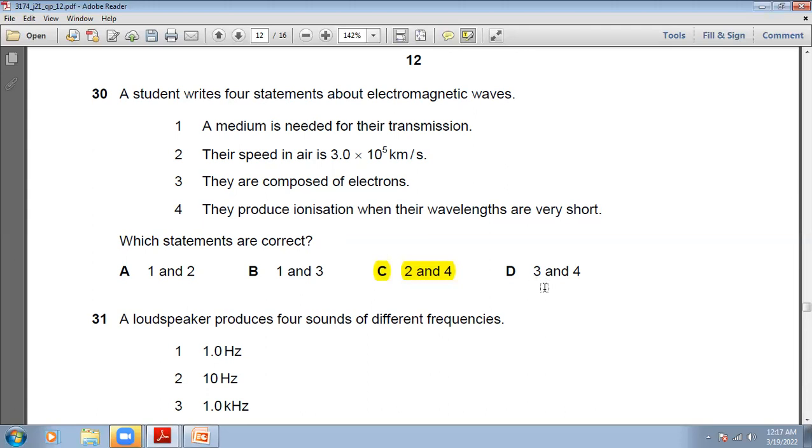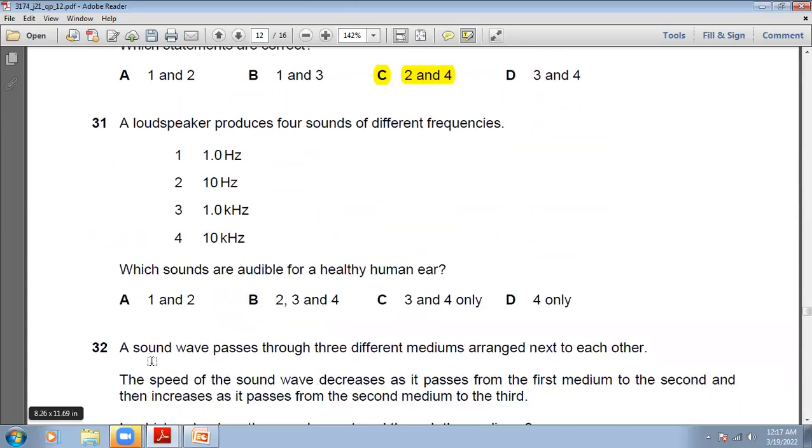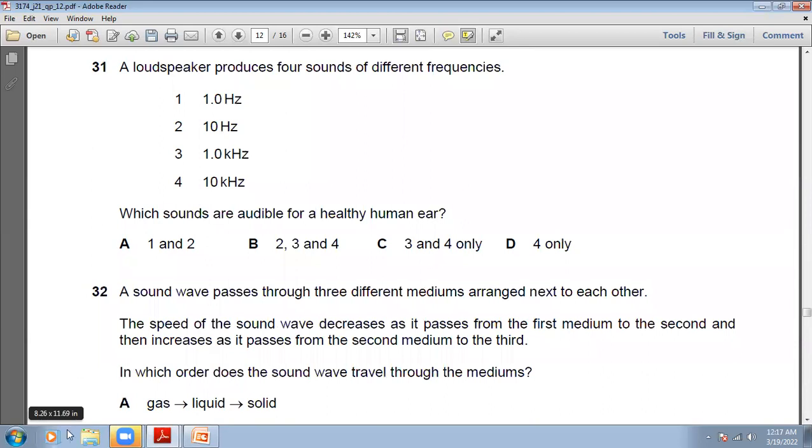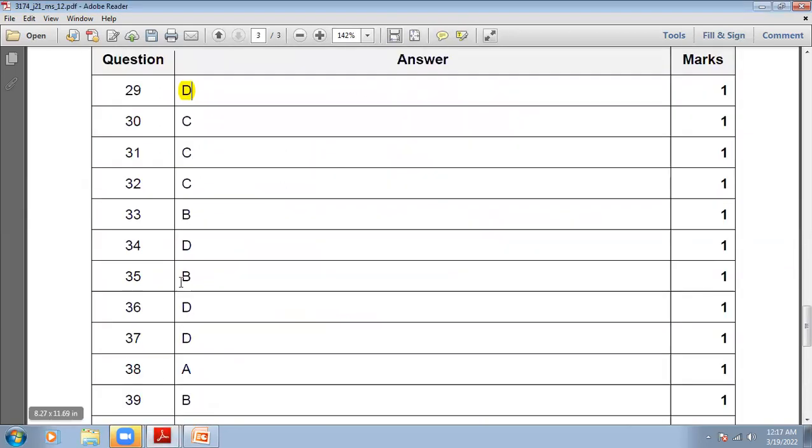So this D part is also wrong because they are composed of electrons. That is wrong. They are not composed of electrons. So clearly C can be the right answer. We were not sure about this one: they produce ionization when their wavelengths are very short. Okay, that's true. So the only correct option looks like C. Question number 30, I think C is the right option, sir.